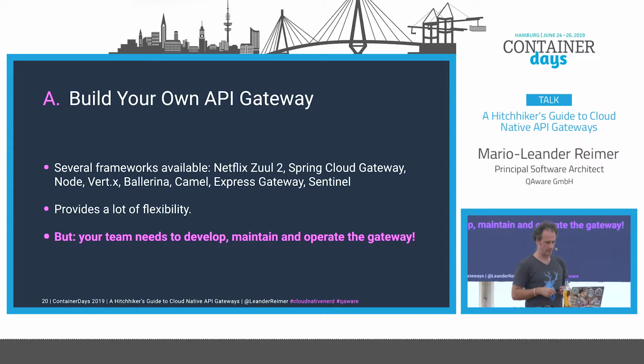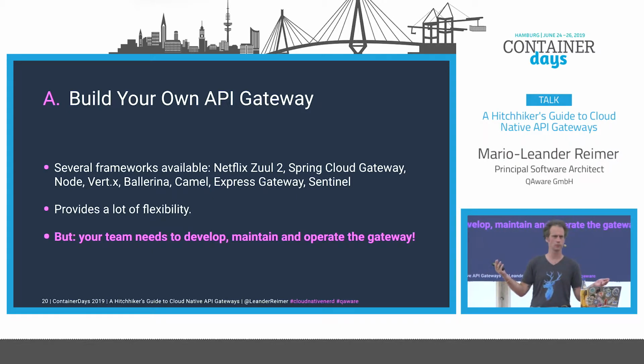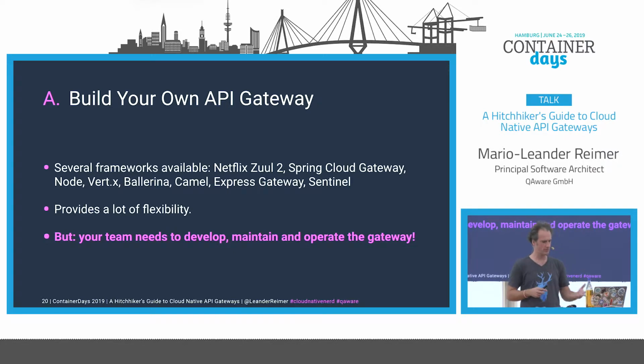Now, build your own API gateway, just a quick one. Imagine this as a framework. Who knows Netflix Zuul? Who's using Netflix Zuul? The unicorn is there, okay. Spring Cloud Gateway, who's using Spring Cloud Gateway? One, two, okay, yeah. You can use Node, you can use Vert.x, you can use Ballerina. Anyone using Ballerina? No. Camel, Express Gateway, Sentinel.